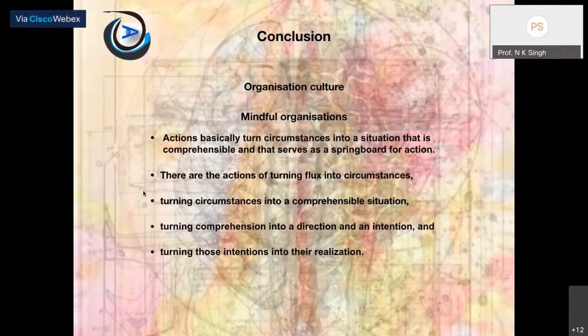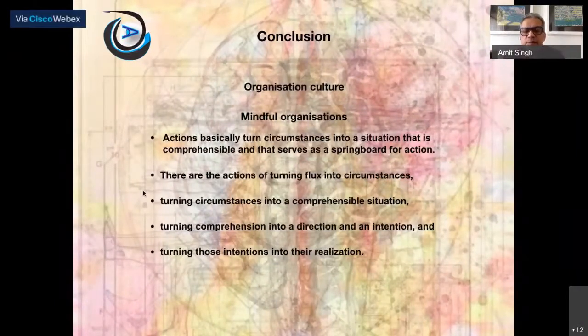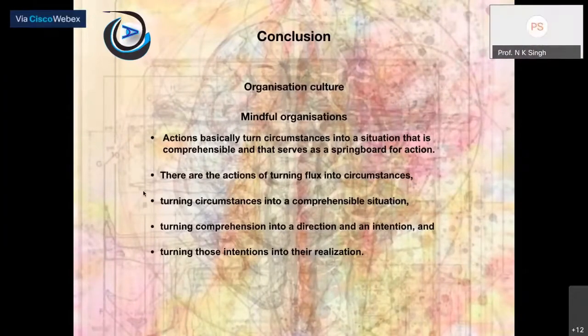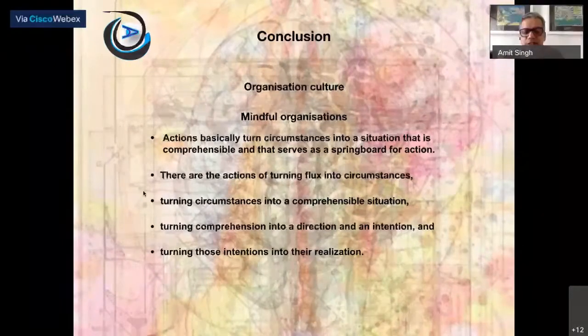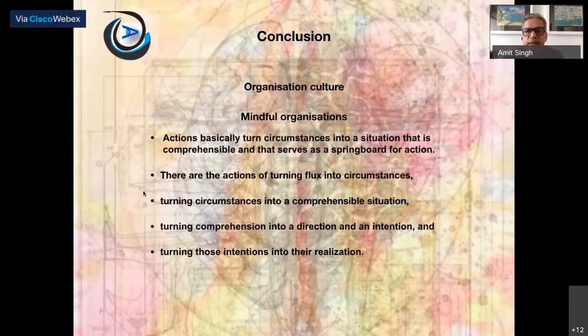So basically, you have actions or inactions. That is an opportunity for you to identify a circumstance, from a flux, the circumstances into a comprehensible situation. So with your knowledge, you identify the anomaly, then you comprehend the situation. Turning comprehensible situations into a direction and intention, you have the guidance of experts and you know how to act on it, and turning those intentions into their realization. That is how high reliability organizations function and deal with failures.